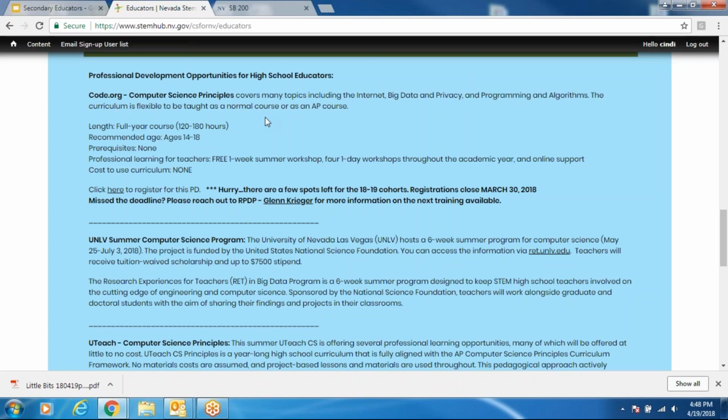I will say with both the discoveries and the computer science principles, if you take these workshops and you teach the course all year, you've had those follow-up workshops, you will get a certificate at the end and potential credits that can be through UNLV. RPDP is offering that at a very, very reduced rate, and that will satisfy one of the course requirements for the licensing that I'll talk about in just a minute. So, I mean, that is a nice feature that's coming up.